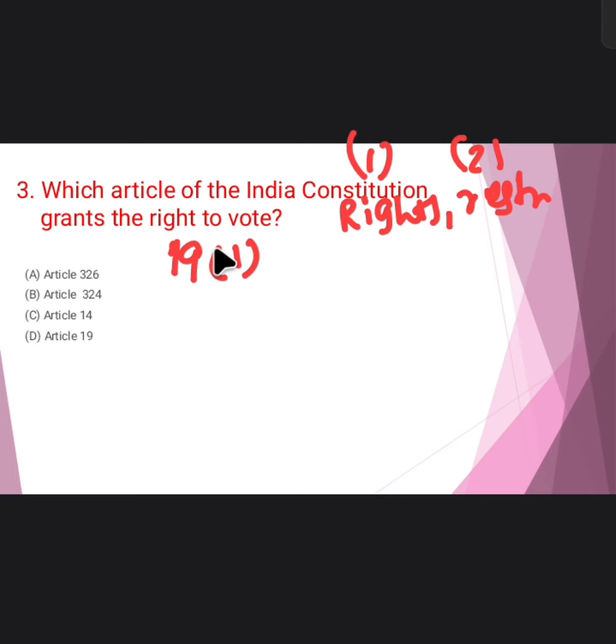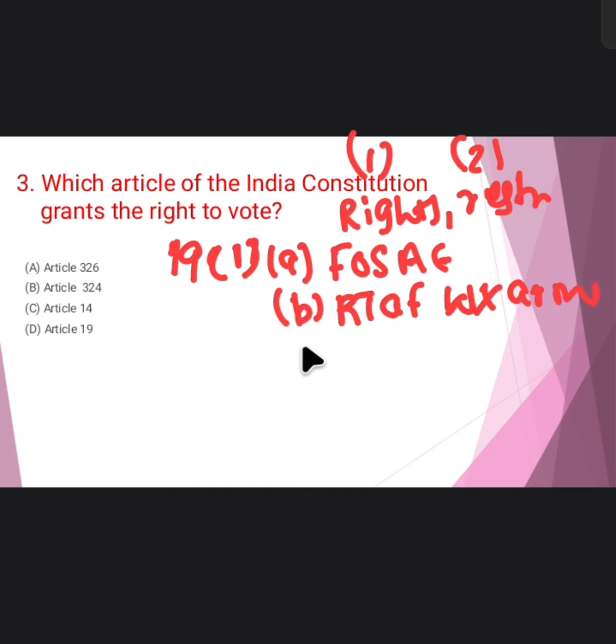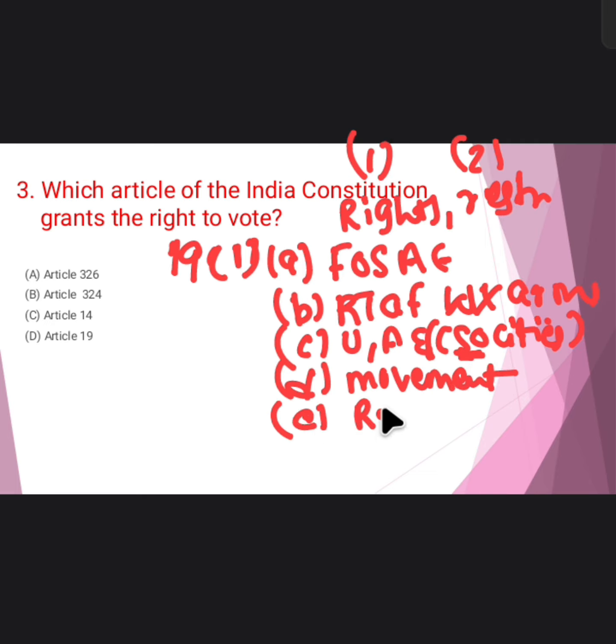Under Article 19, Clause 1, Subclause A talks about freedom of speech and expression. Subclause B talks about the right to assemble freely without arms. Subclause C talks about the right to form unions, associations and cooperative societies. We have one more question framed on cooperative societies in the coming questions. Subclause D talks about the right to movement anywhere in India. Subclause E talks about the right to residence.